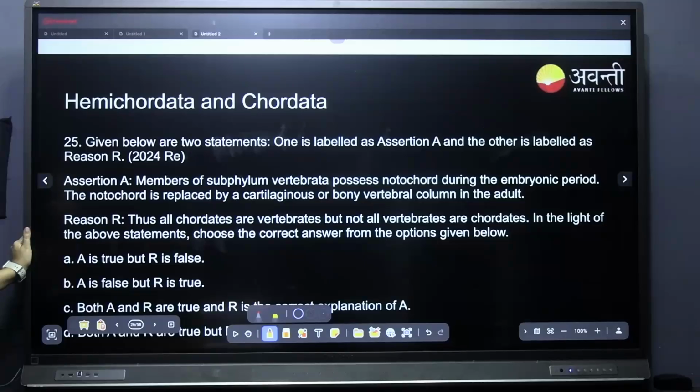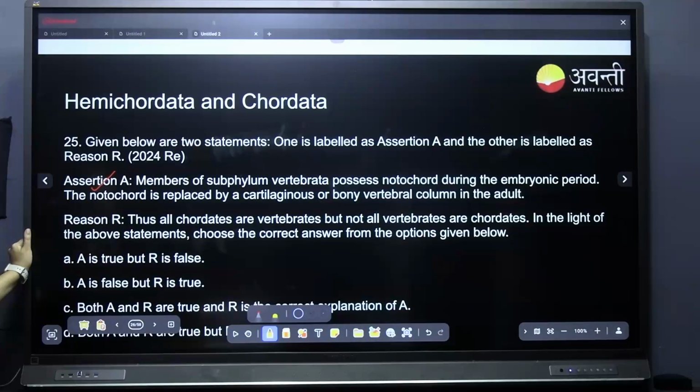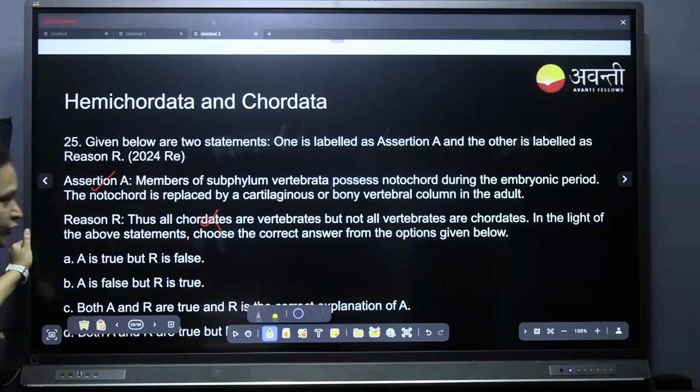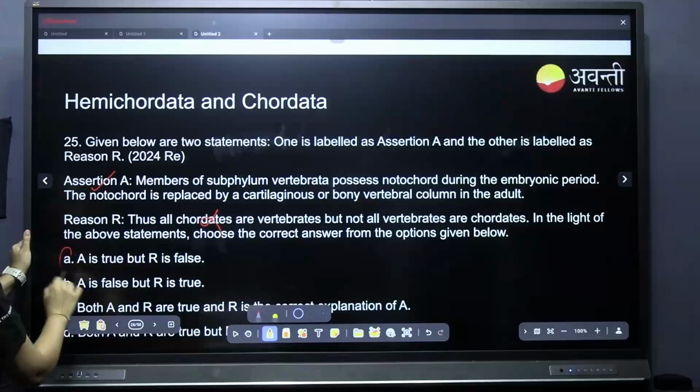Now coming to the Hemichordata and Chordata division. Given below are 2 statements. Assertion: members of the subphylum Vertebrata possess notochord during the embryonic period. Yes, correct. The notochord is replaced by cartilaginous or bony vertebral column in the adult. It is right. Reason: thus all the chordates are vertebrates. All chordates are not vertebrates, as I have already told you, but all vertebrates are chordates, which makes the reason wrong. So, A is true, R is false, A is correct.